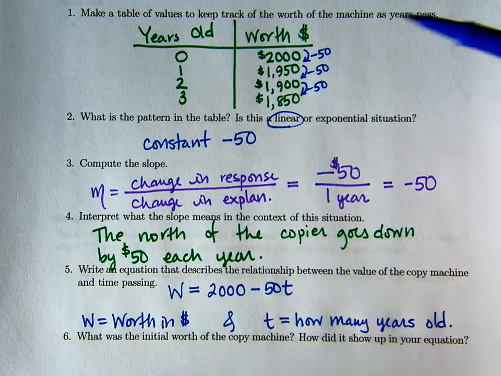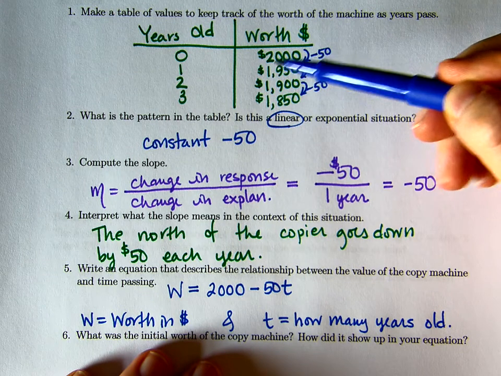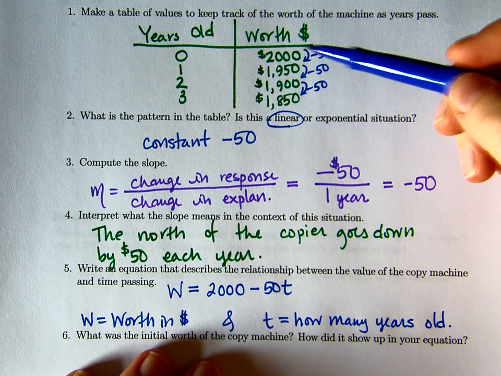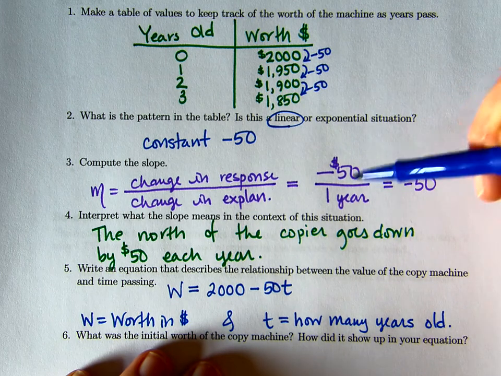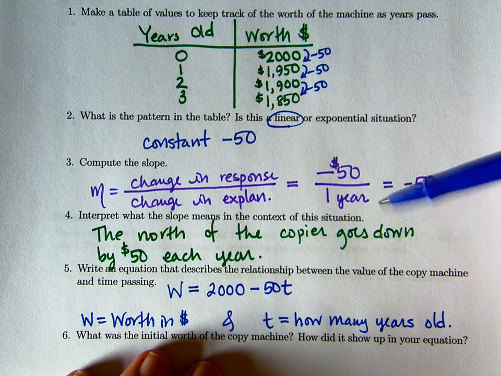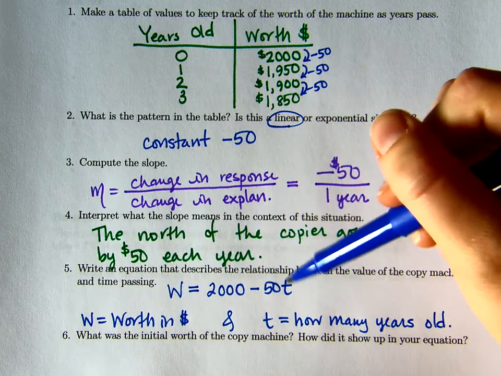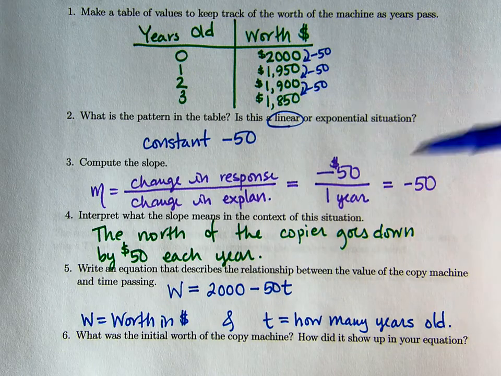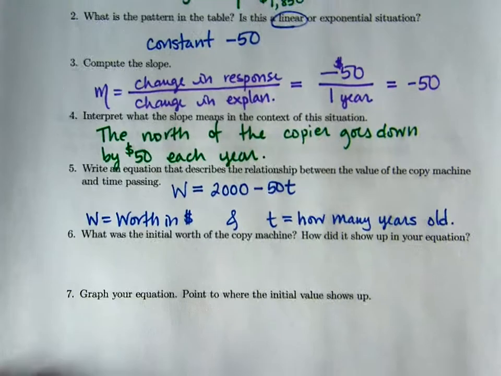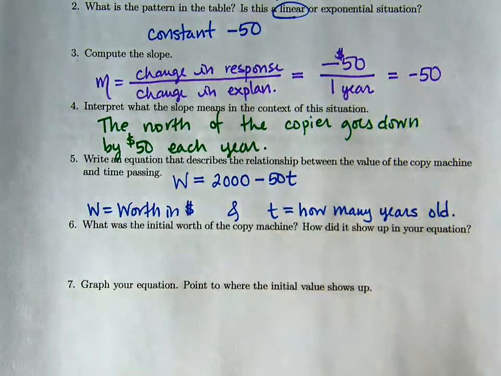Okay, so it started being worth 2,000, and then 3 years later you had taken away 50 3 times because it depreciated by $50 per year. So I believe this will work, and if you don't trust me, you should plug in different T's and see if you get the right W's. What was the initial worth of the copying machine? $2,000.